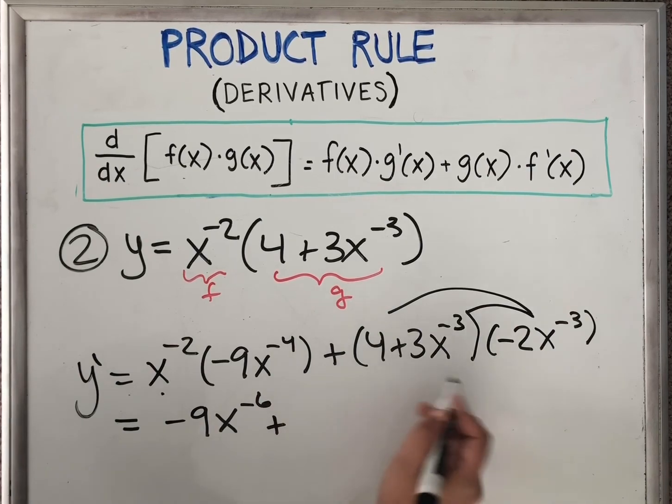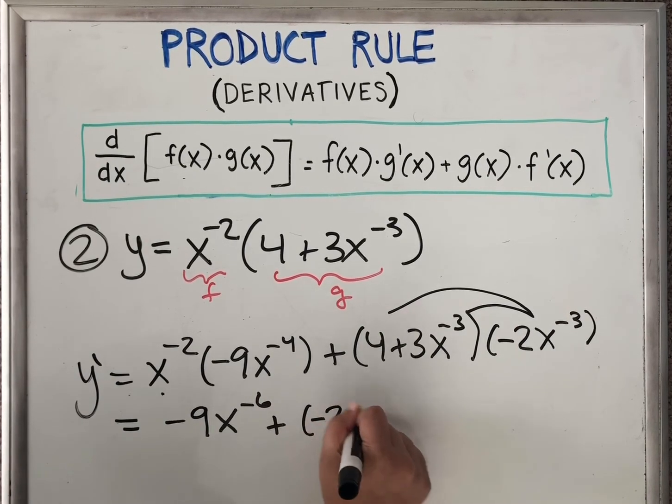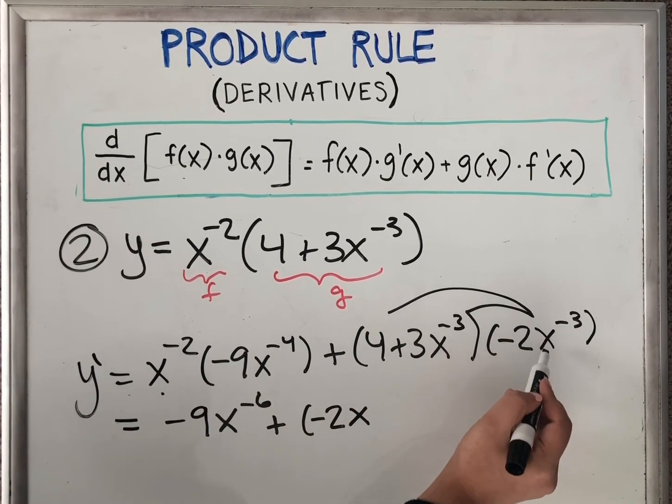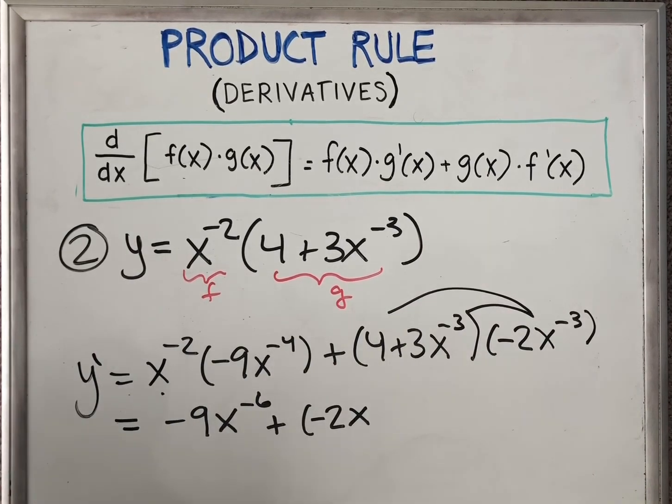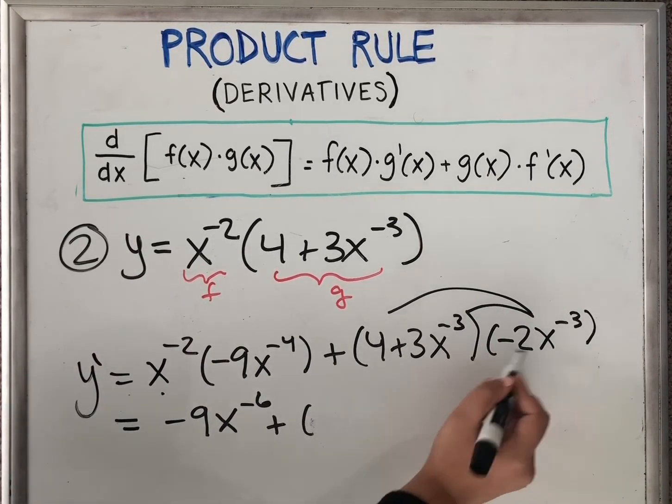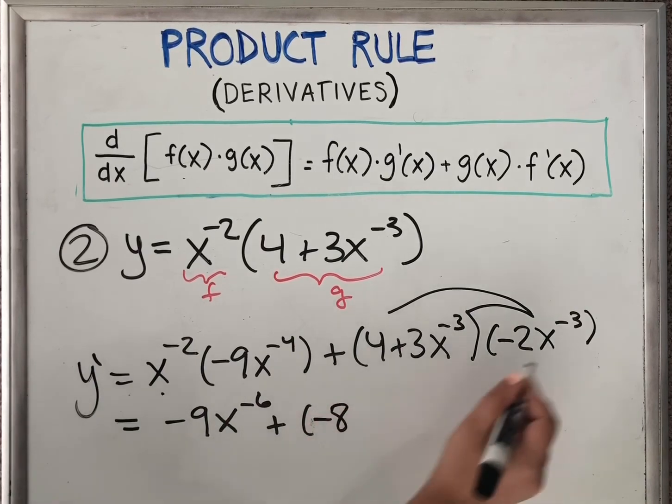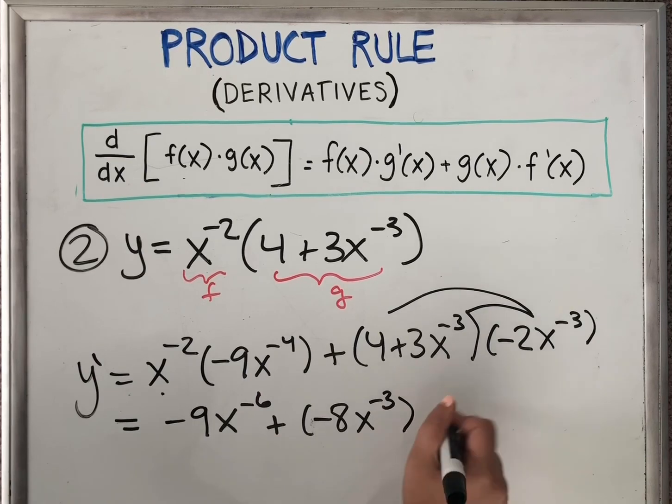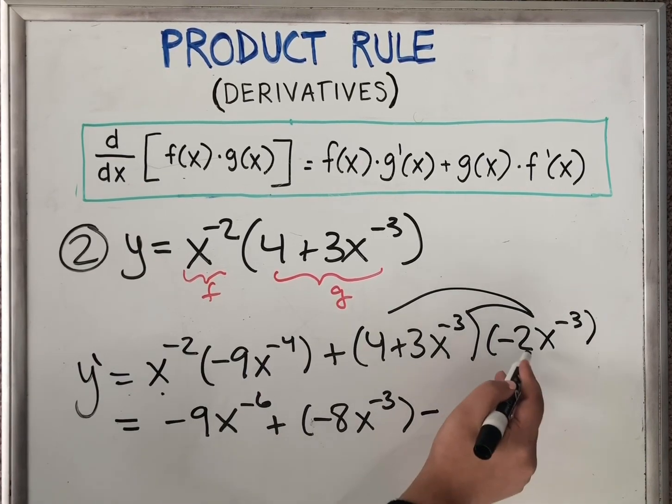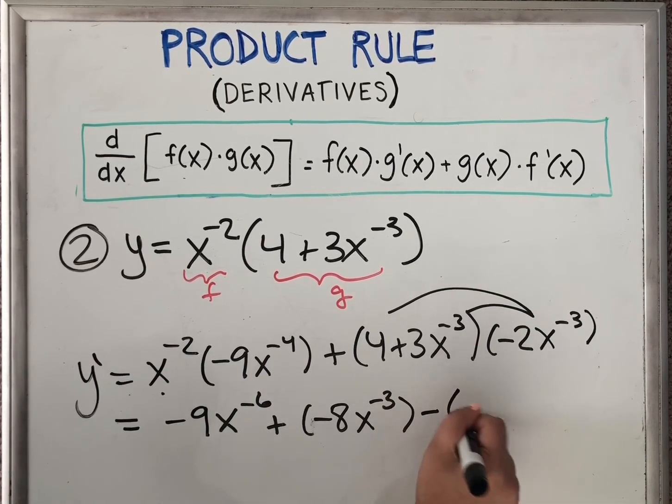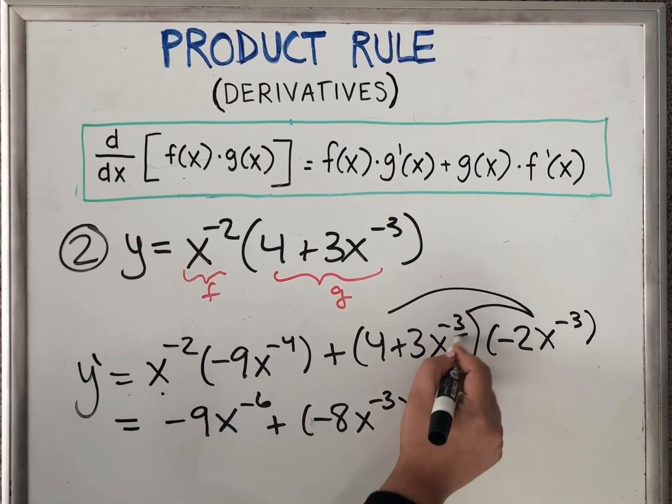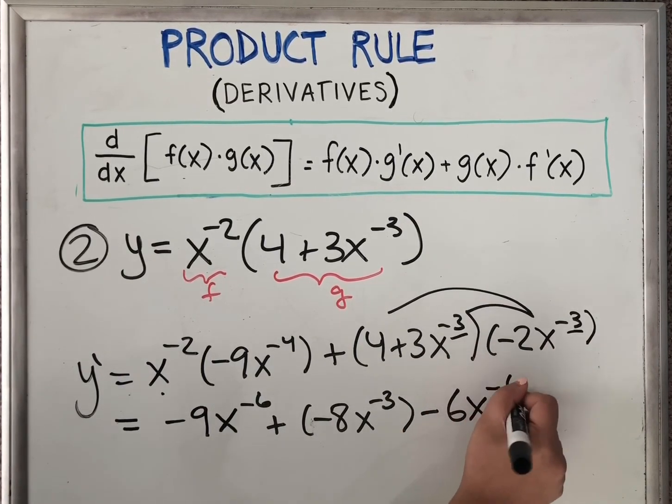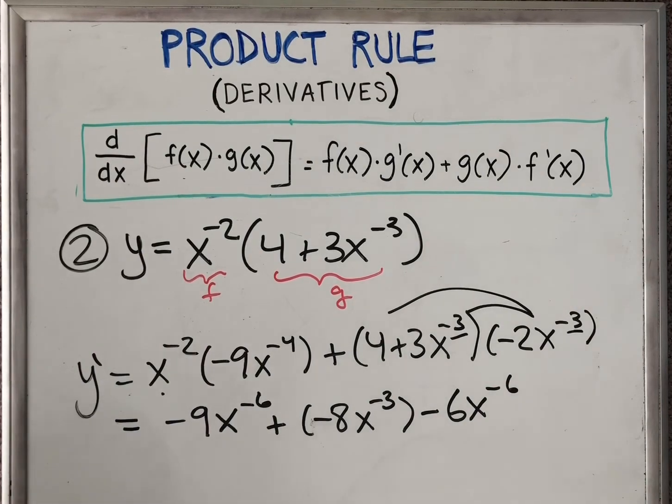So that should give us, I'm sorry, not a negative 2x. Negative 2 times 4, which is negative 8, and then x to the negative 3. And then minus negative 2 times 3, so 6x, and then again add your exponents. So that's negative 6.